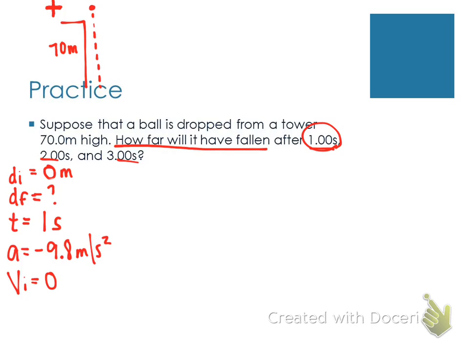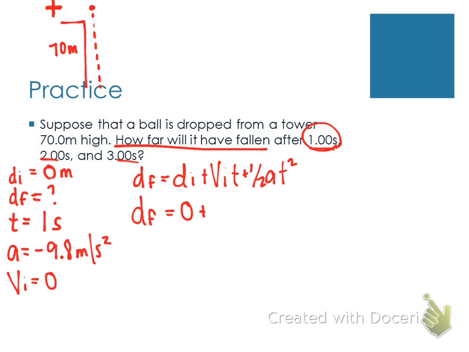Okay, so let's go ahead and use this equation. D sub F equals DI plus VIT plus 1/2 AT squared. Distance final is what we're solving for. Distance initial is 0. V sub I is 0. So our t squared is really 1 squared because we know our time.